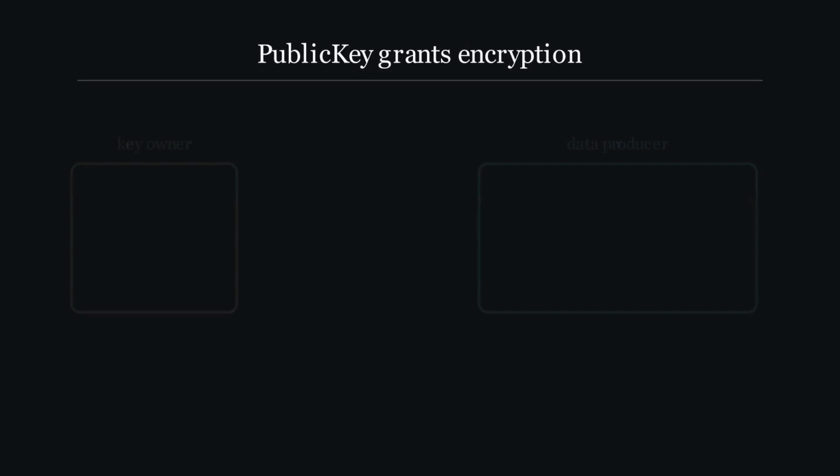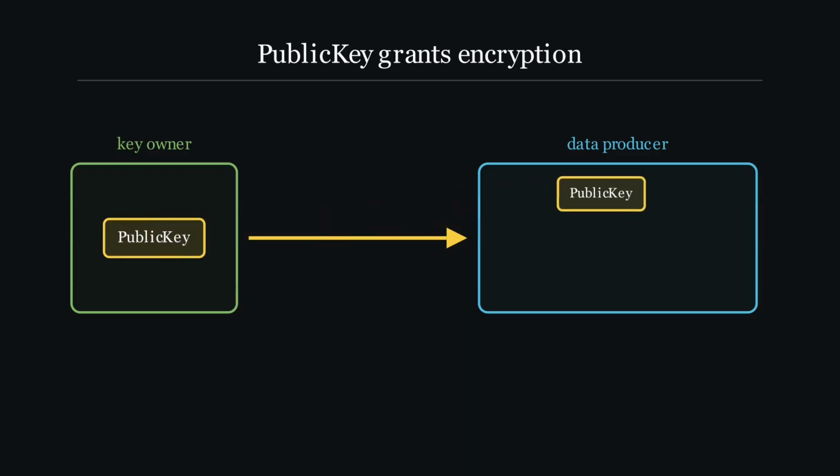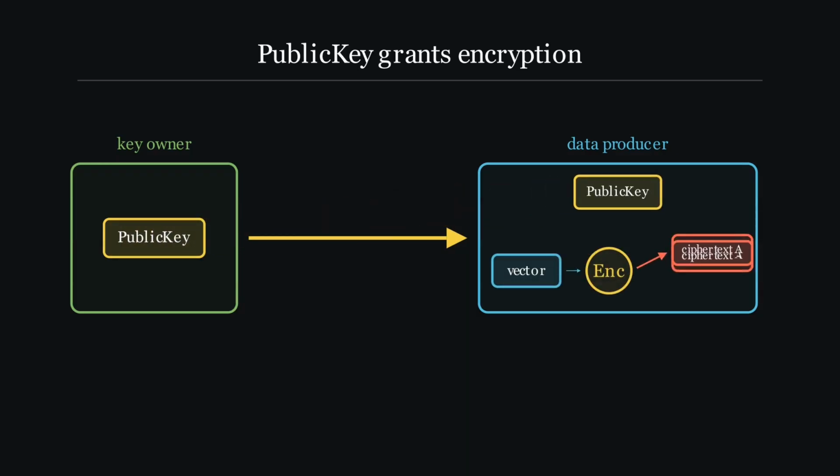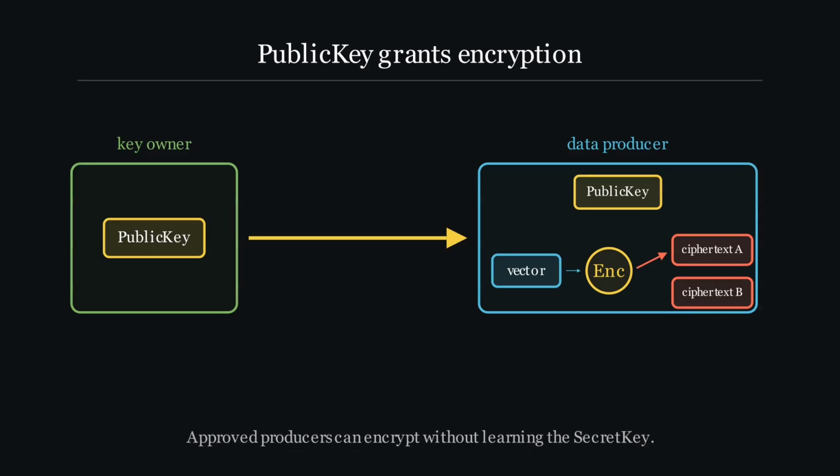The public key grants a different capability. The key owner can copy it to an approved data producer without exposing the secret key. Inside the producer region, a plaintext vector enters the encryption operation together with the shared public key. The first output is ciphertext A.